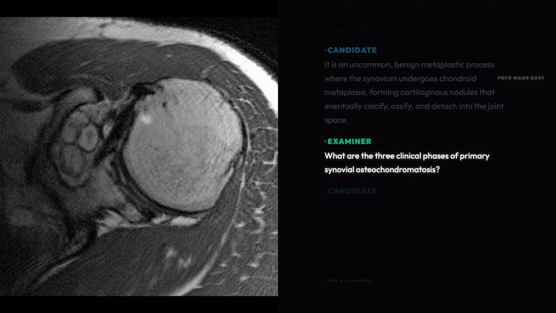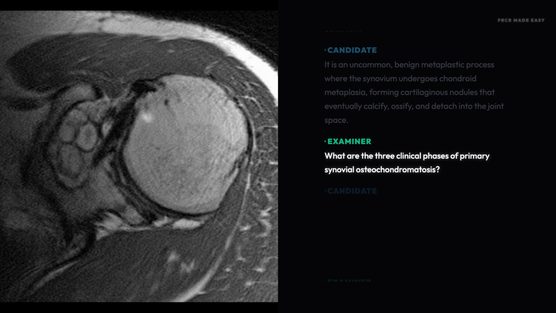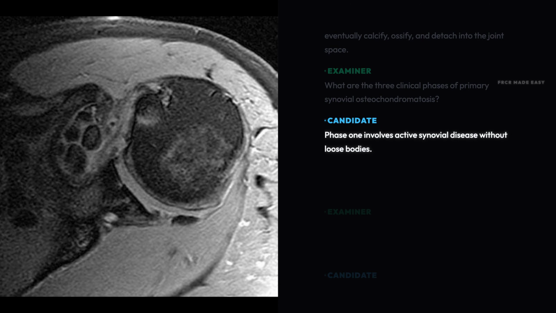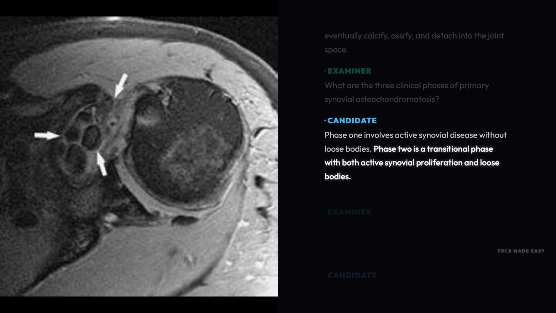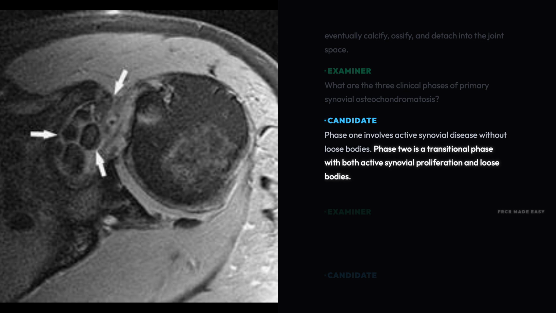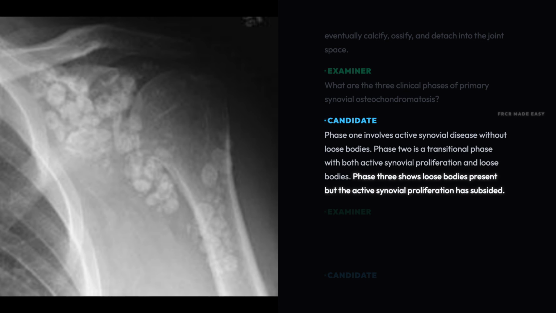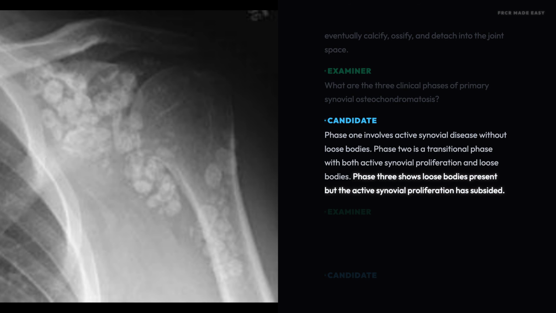What are the three clinical phases of primary synovial osteochondromatosis? Phase 1 involves active synovial disease without loose bodies. Phase 2 is a transitional phase with both active synovial proliferation and loose bodies. Phase 3 shows loose bodies present, but the active synovial proliferation has subsided.